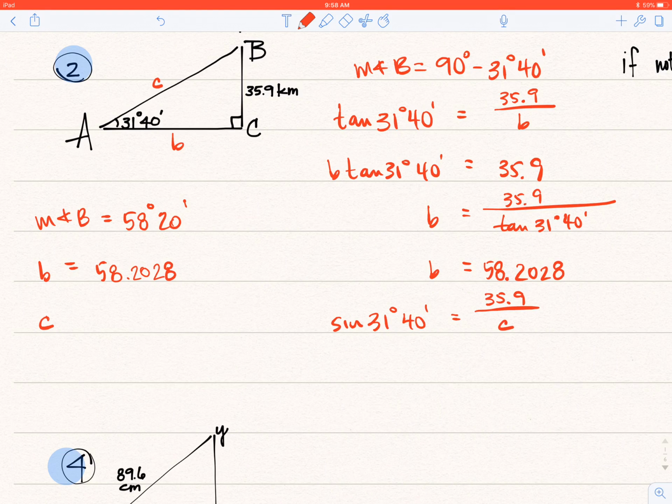So once again then, you'll want to get C by itself, and I'm going to do 2 steps in one here. I'm going to multiply by C, and I'm going to divide by my sine. So it's going to be C is equal to 35.9 divided by sine of 31 degrees 40 minutes. So you want to pause, go ahead, type that into your calculator, and you should get a C value of 68.3840. Again, that's in kilometers, but we'll worry about that when it's a story problem.